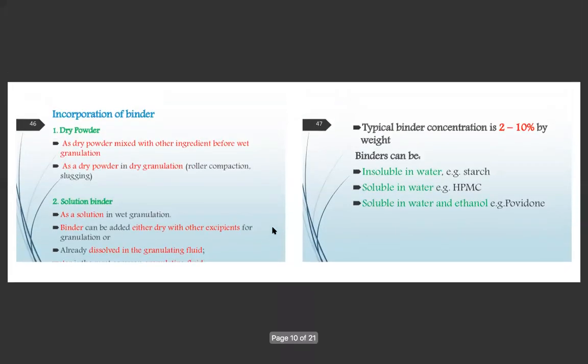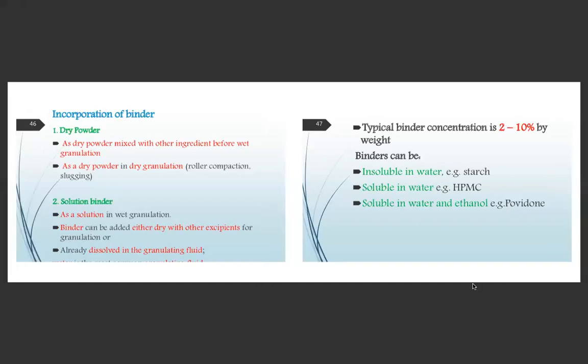Next is, yeah. So typical binder concentration is 2 to 10%. Please try to remember the concentrations I tell you in the class. What is the concentration of disintegrants and also the binder? So 2 to 10%. Again, there are some binders which are soluble and some which are not soluble. So proportionately you can add it. Sometimes we can just disperse it and use it as a binding solution.